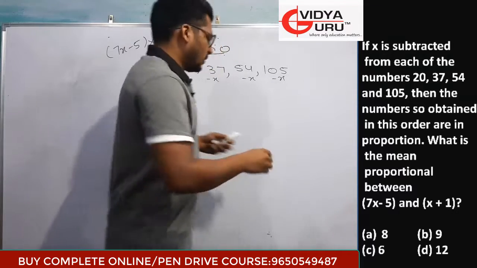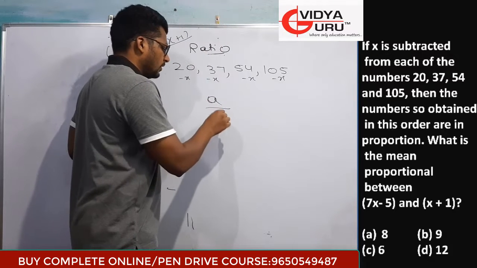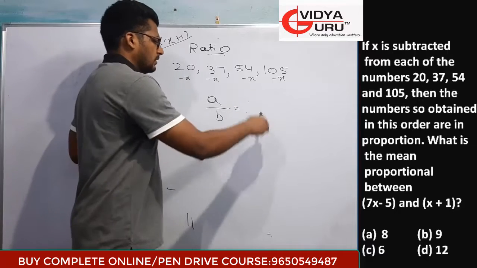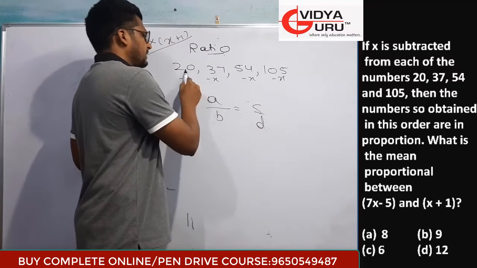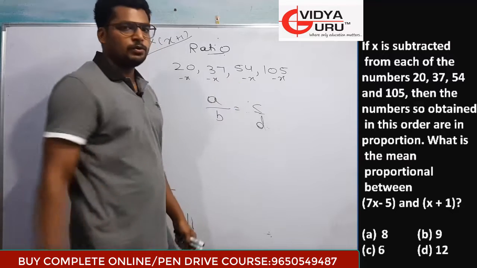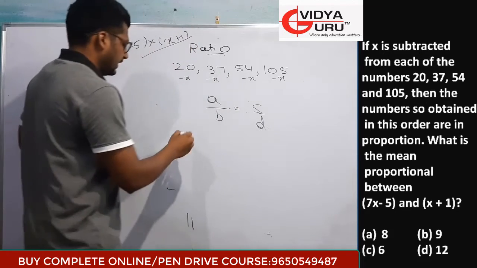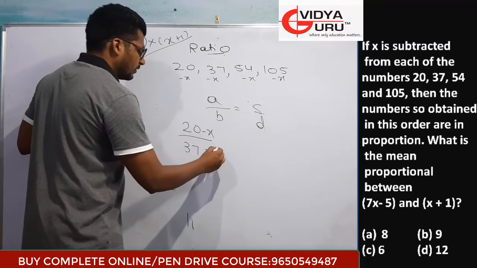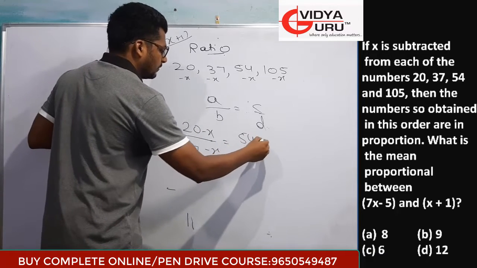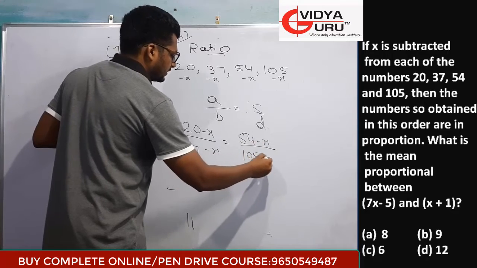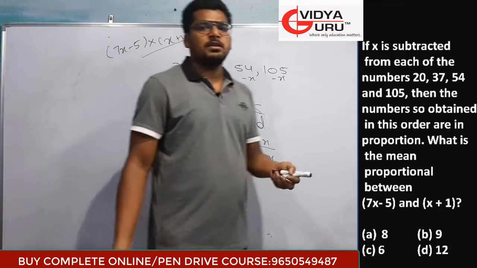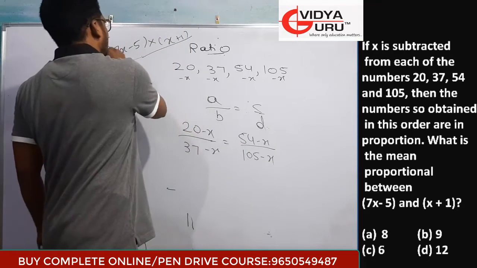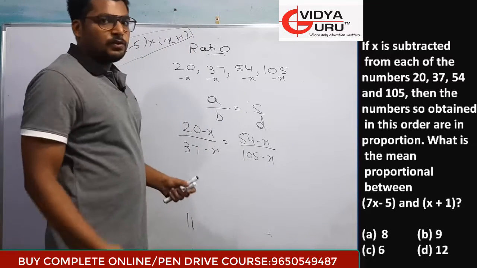What does proportion mean? Proportion means when two ratios become equal. That means, A, B, C, D, A upon B is equal to C upon D. So the question is saying A is 20, B is 37 and x is subtracted from this. C is 54 minus x and D is 105 minus x. If only x was asked, I could try it by options also, but x is not asked, the mean proportion is asked. Then we need to find the value of x.